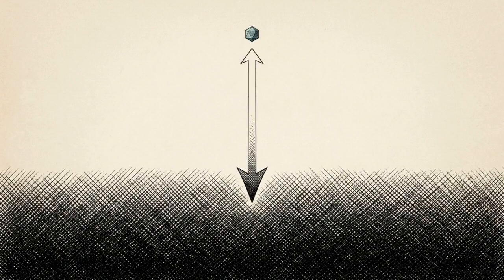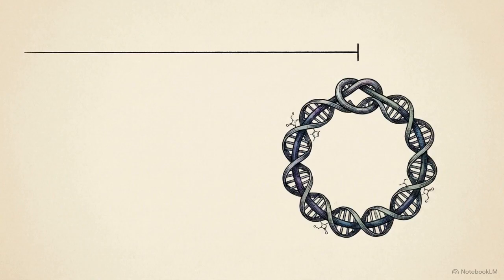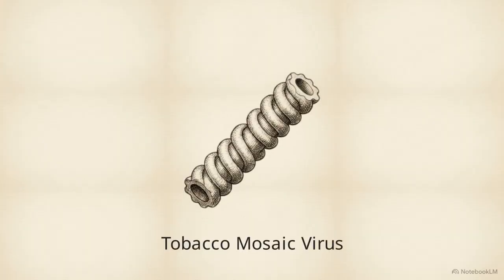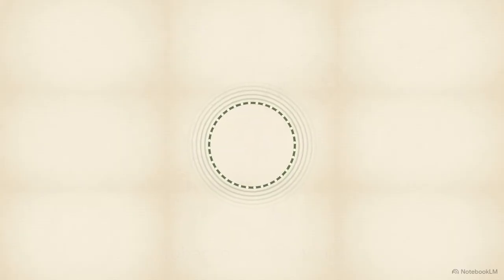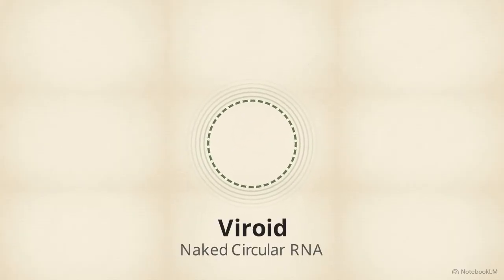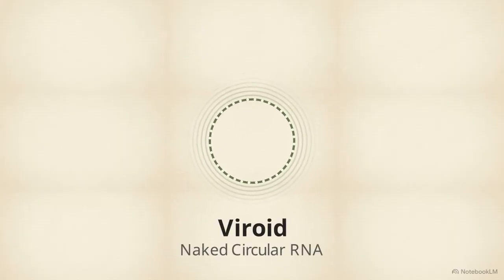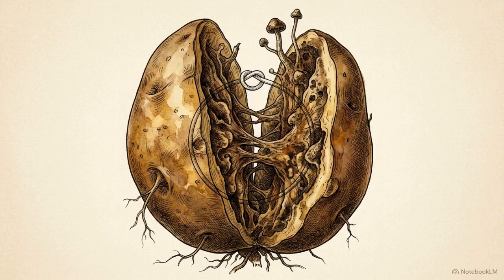Can an infectious agent be reduced even further? In 1971, plant pathologist T.O. Diener discovered the answer, isolating the next step down in biological minimalism, the viroid. A viroid strips away the viral defense architecture. It has no protective protein capsid. It is simply a free-floating circular sequence of low molecular weight RNA. Yet this naked genetic code alone is highly infectious, capable of hijacking cellular systems to cause widespread agricultural devastation, such as potato spindle tuber disease.